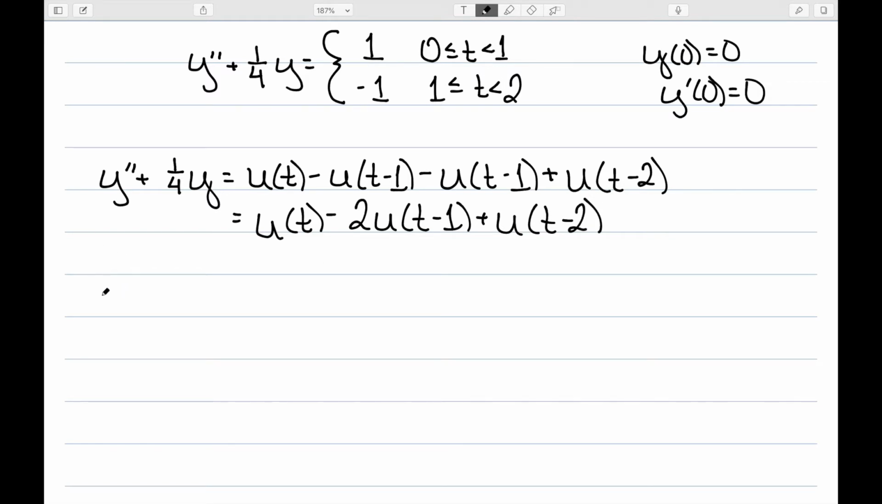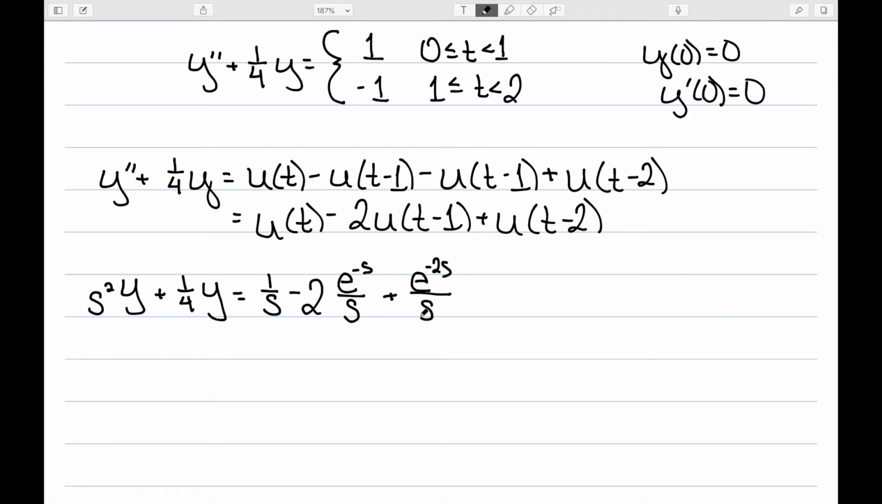I now want to take the transform, and when I do, I'm going to get s squared times capital Y plus 1/4 Y is equal to the transform of u of t, which is going to be 1 over s, minus 2 times e to the minus s over s, plus e to the minus 2s over s. And now this is what I need to solve.